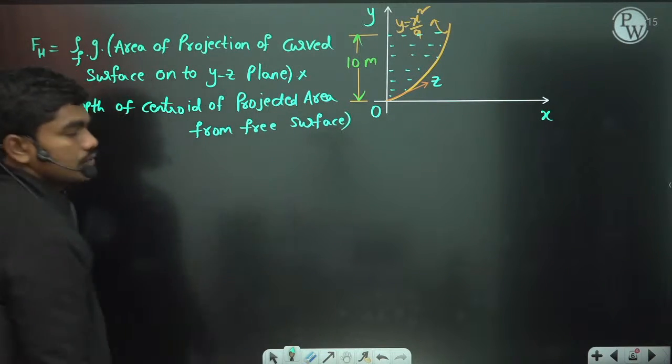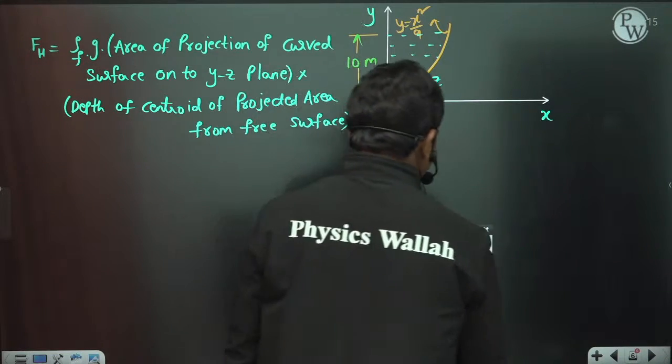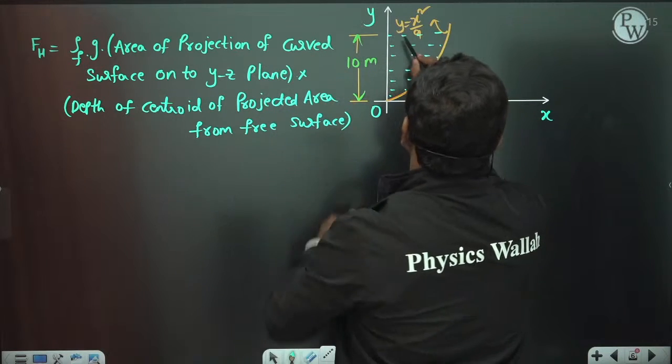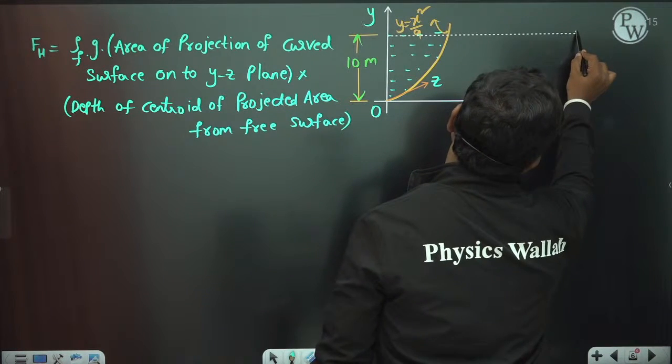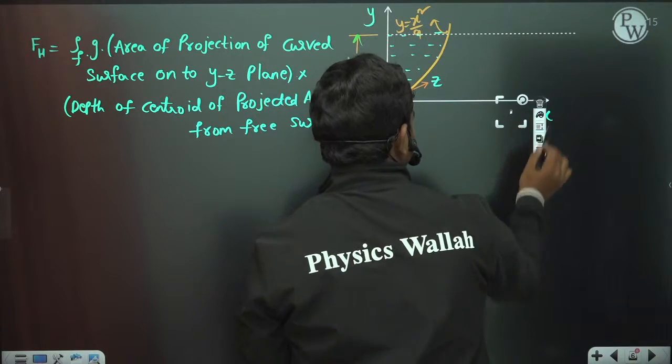Okay, so from the free surface, basically how will you actually project this? Look, if you take a projection, meaning if you see the side view of this curved surface, the side view of the curved surface looks like this.